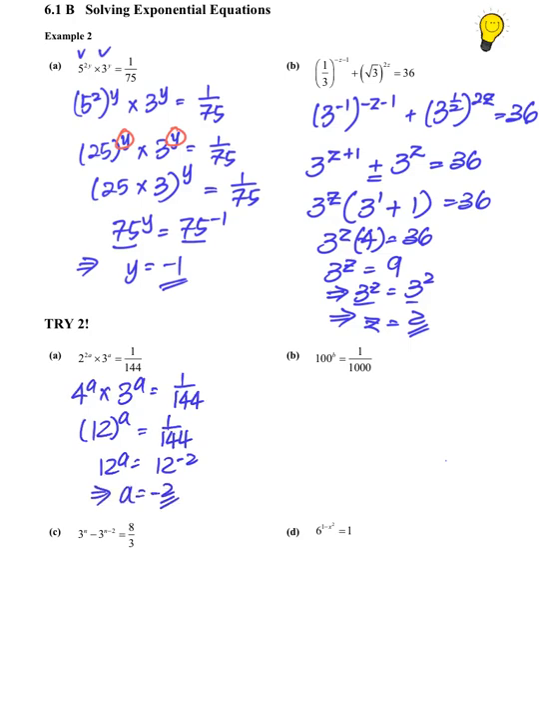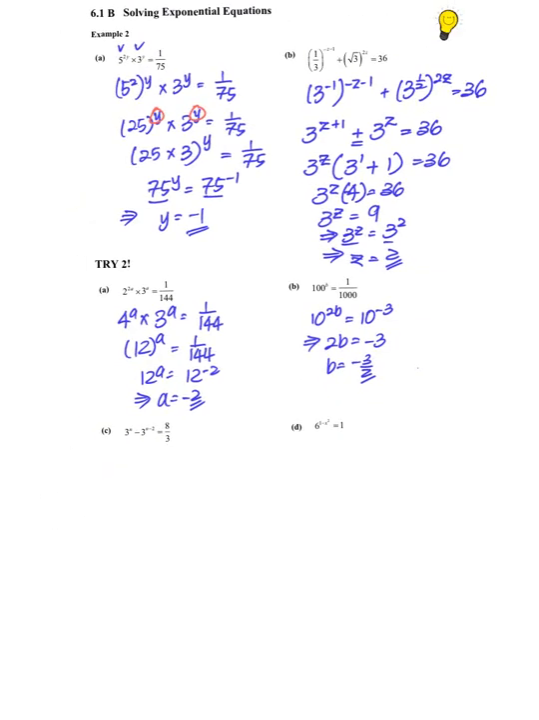Okay, and then b, 100 to the power b equals 1 over 1000. So 100 to the power b is actually 10 to the power of 2b. And this equals 1 over 1000, which is 10 to the power negative 3. So 2b, comparing the indices now, equals negative 3. So b is equal to negative 3 over 2. Okay, so quite easily done. Okay, the next one.